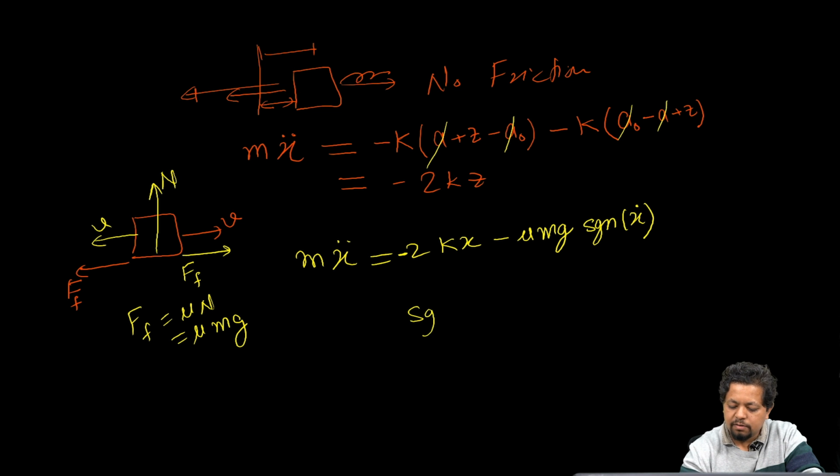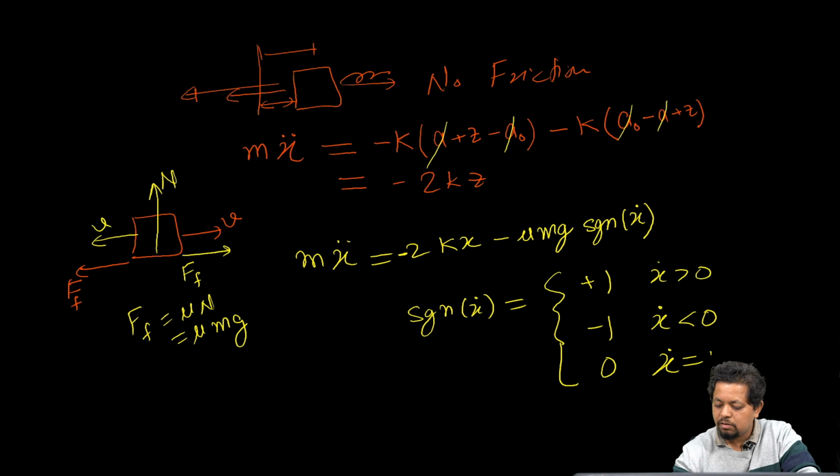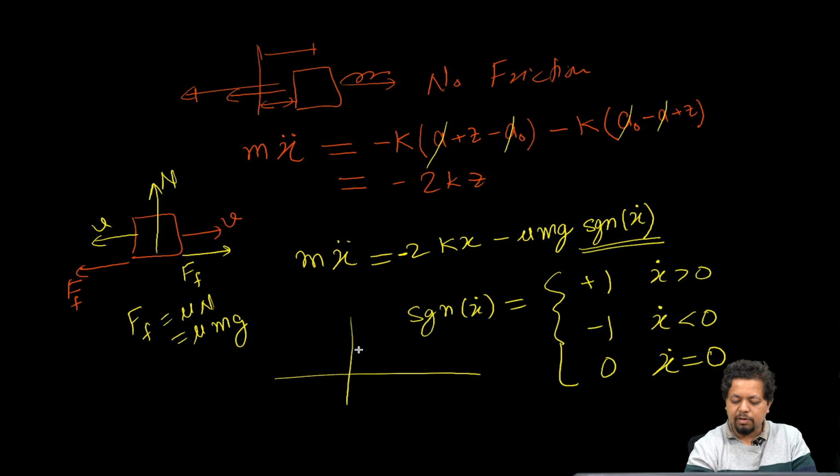What is the signum function of x dot? Well, it's simply plus 1 for x dot greater than 0, minus 1 for x dot less than 0, and 0 for x dot equal to 0. So that's the signum function. If the block is moving, the friction force will always be acting opposite to that, and that is taken care of by the signum function. And as you notice, the signum function is not a continuous function. If you make a plot of this, it's going to be plus 1 on this side, minus 1 on this side, and 0 over here. So this is not a smooth force, this is not a smooth function.